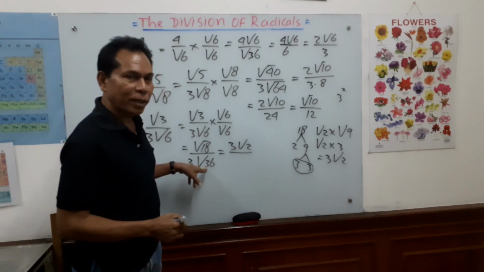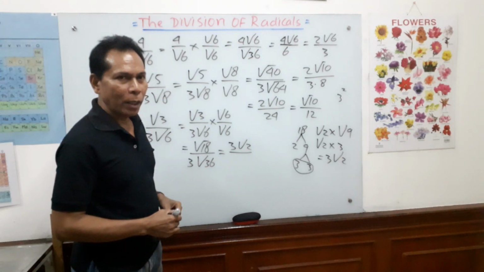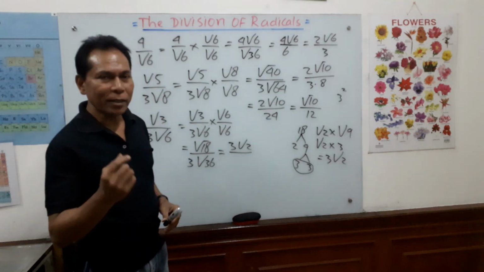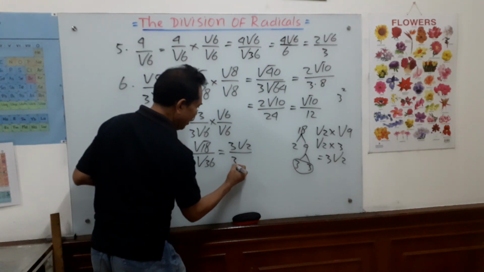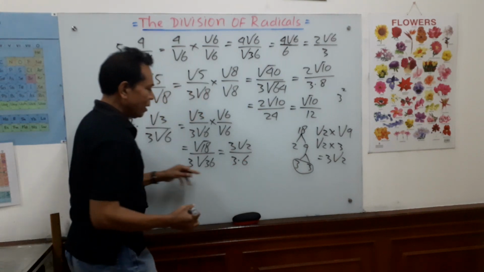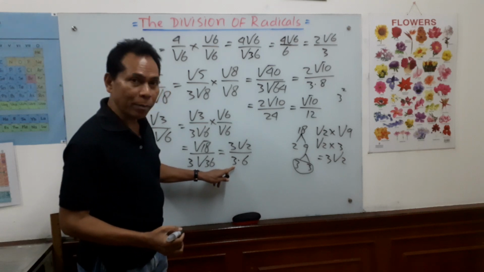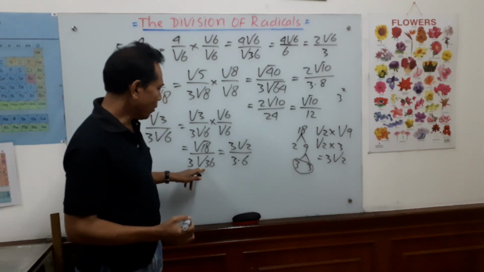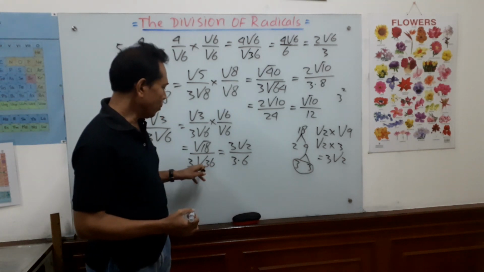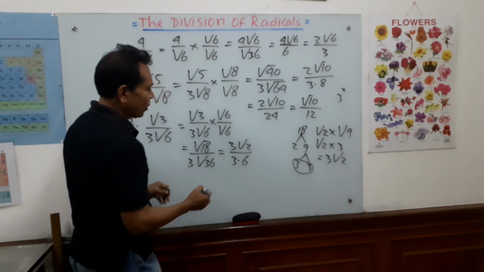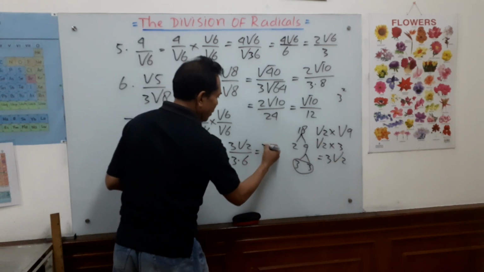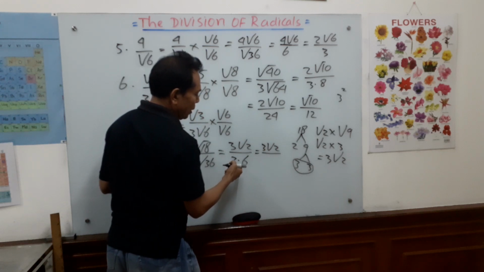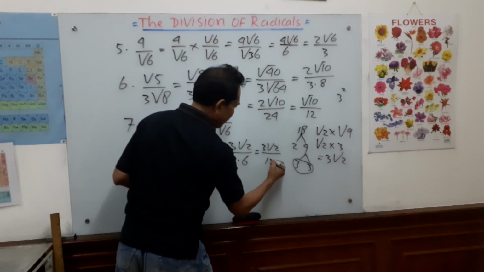Now here, square root 36 is a perfect square. So square root 36 is 6. Now we bring here our 3, so 3 times 6. Where does 3 come from? 3 comes from this 3 here, and 6 from square root 36. It's a perfect square, so this is 6 here. So we still continue. So we have 3 square root 2 over 3 times 6, which is 18.